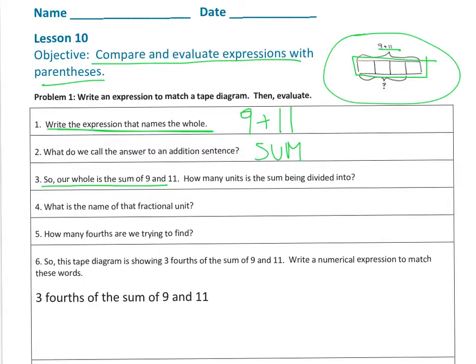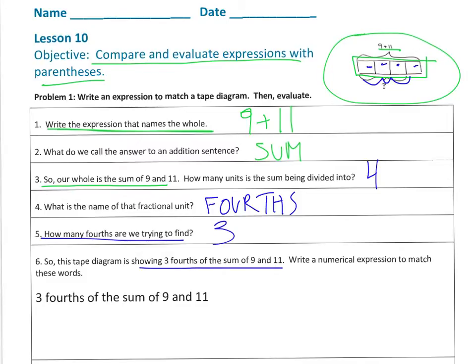Well, how many units is the sum being divided into? 1, 2, 3. Check it out. It's being divided into 4. So what's the name of the fractional unit? Fourths. When we divide something into 4 pieces, it's called fourths. And how many fourths are we trying to find? Well, this piece right here tells us we're looking for 3 of them. So this tape diagram is showing 3/4 of the sum of 9 and 11.